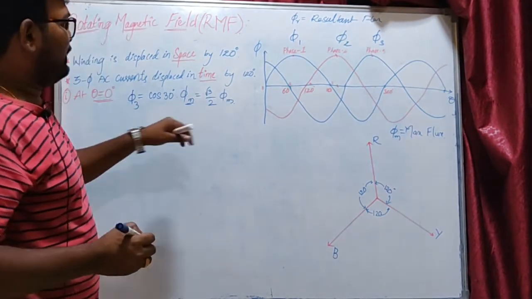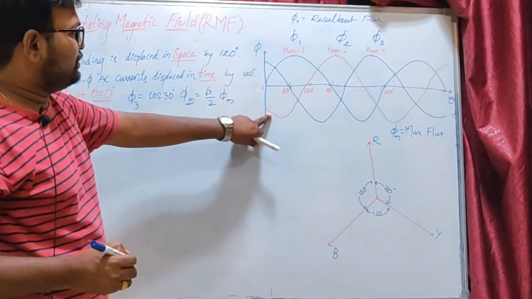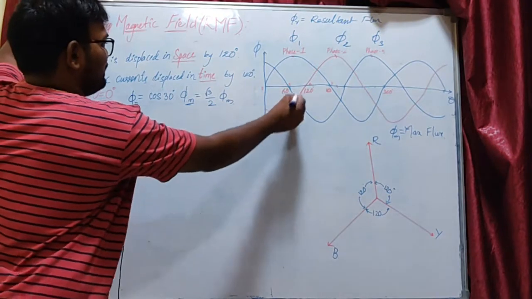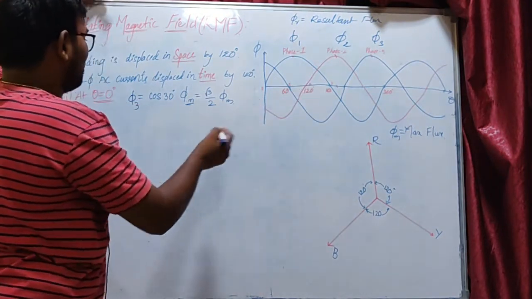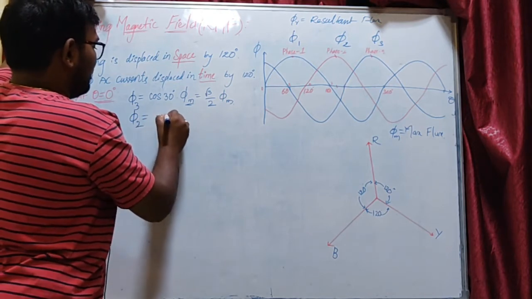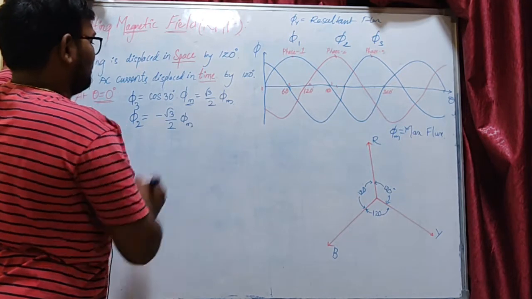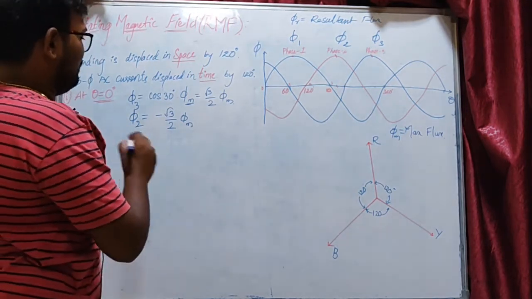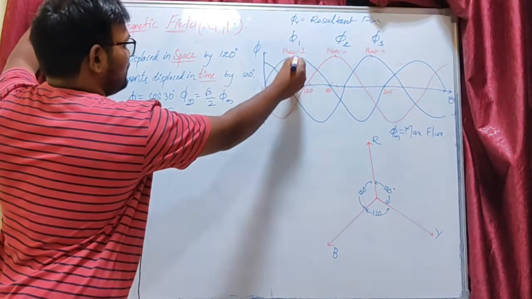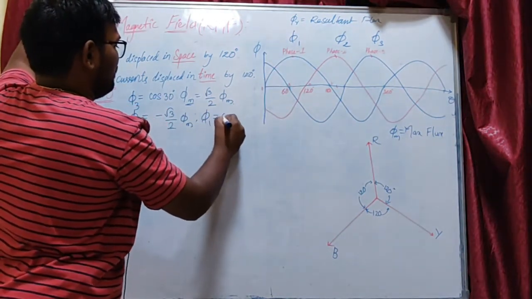Okay. And what is happening for phase 2, that is phi 2? It is in the negative value. This is the negative half cycle, right? So the phasor will be negative. That means for phi 2 I am considering it as minus root 3 by 2 into phi maximum. So this is the instantaneous flux value. So what is happening for phi 1? This is the phi 1 phase. So that is 0 here.